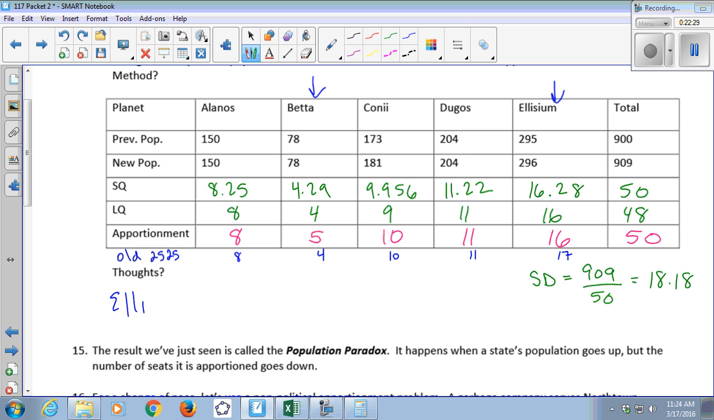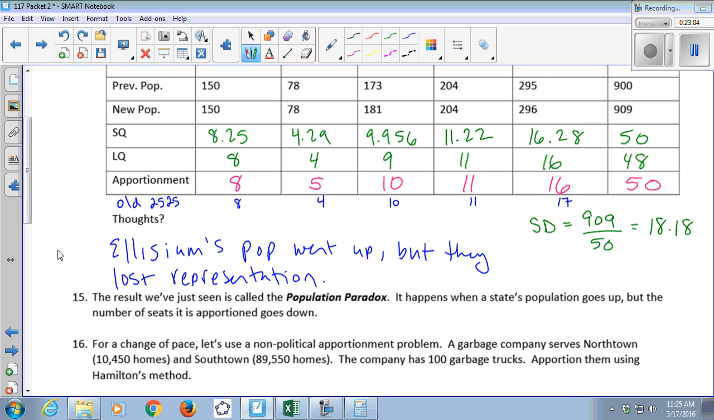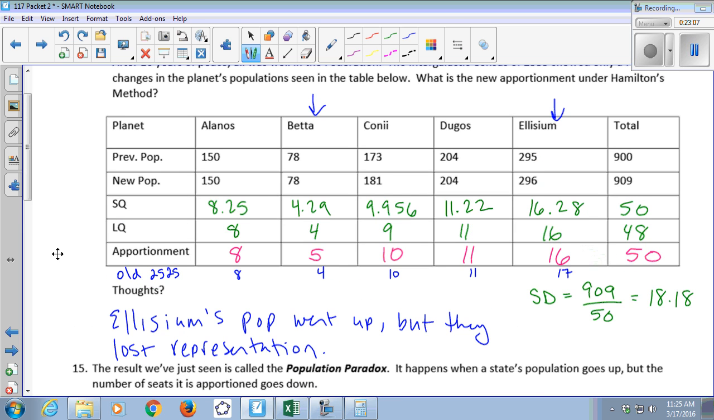Elysium's population went up, but they lost representation, right? They lost a seat. And this is called the population paradox that can sometimes happen with Hamilton's method. It happens when a state's population goes up, but the number of seats it is apportioned goes down. A very unfair result. All right, so that's 2 paradoxes so far. Alabama, population.